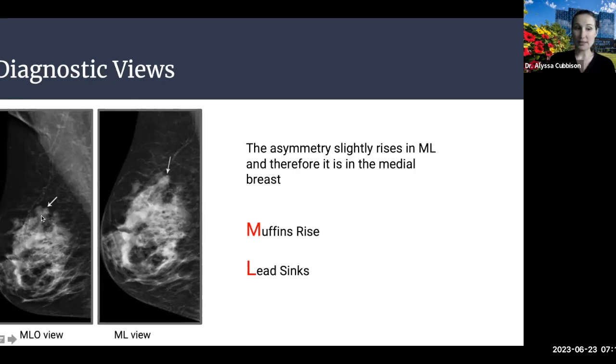So in this case, here is our finding in the MLO projection. We go to the ML view. This finding has risen. So we can assume, although we can't visualize this finding in the ML view, that it is in the medial breast. So we can tell the sonographer, please scan the upper inner quadrant of the right breast, and this helps our diagnostic accuracy.